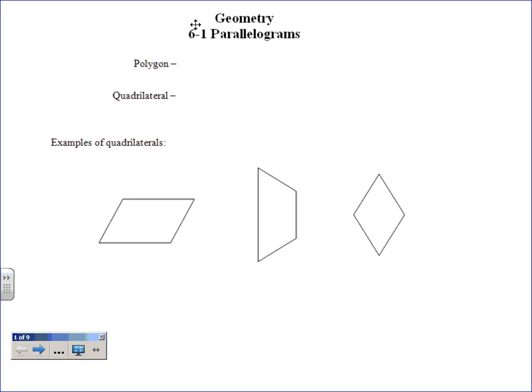So, Chapter 5 is complete. On to Chapter 6, which deals with parallelograms. Parallelograms, keep it very general, but we're going to start general. We're going to work our way towards parallelogram here at the beginning.